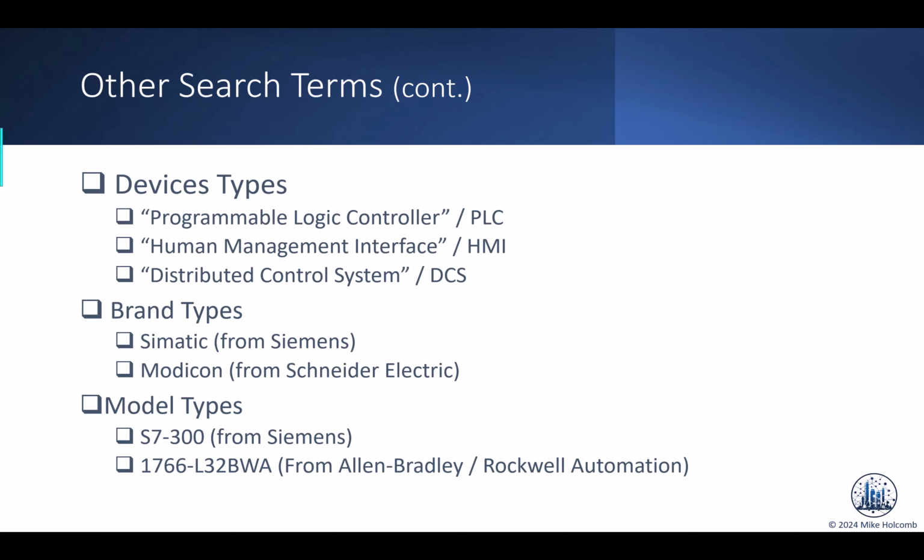So we get an idea that we can search for vendor names. We can search for the device type names like you see here. So we're just looking at programmable logic controllers. Right, what about human management interface? DCS, distributed control system. And you can do different brand names. Those kind of can work sometimes, for sure. A little bit more limited. You can look for specific model types.